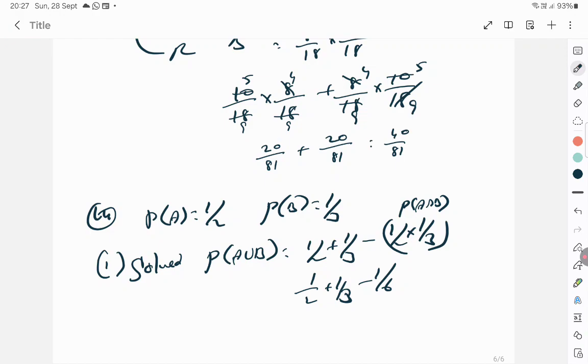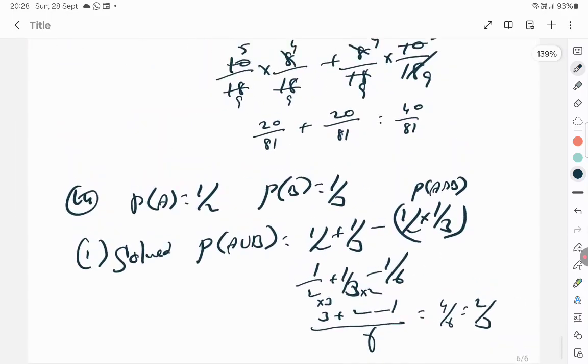Problem is solved. Let's take an LCM, it's 6 and 3 sir, and this is 2 sir, and this is 1 minus 1. So can I say it's 4 by 6 or 2 by 3 should be answer? Can I check the answer now? So answer is 2 by 3. Yeah. Okay, so let's go to the second subdivision.